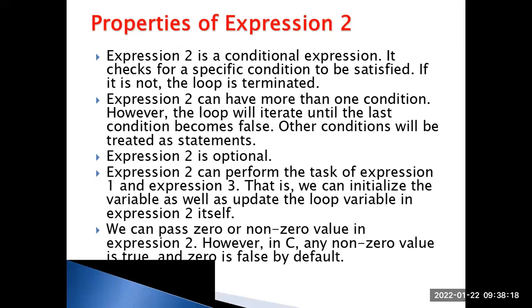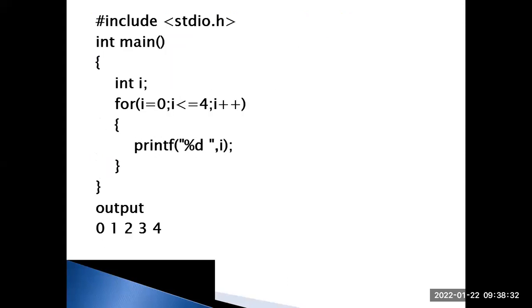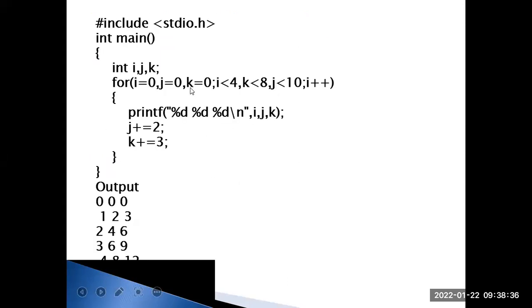Expression 2 is for the conditional expression. We can use more than one condition. More than one variable can be initialized in expression 1, and more than one condition can be there in expression 2. Here is a simple program for that. Here we have used i equal to 0, j equal to 0, k equal to 0. We have initialized more than one variable, and in the same way we have used more than one condition.